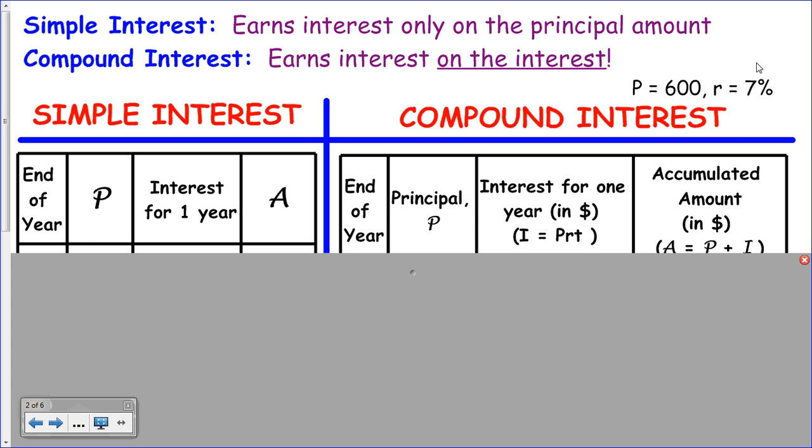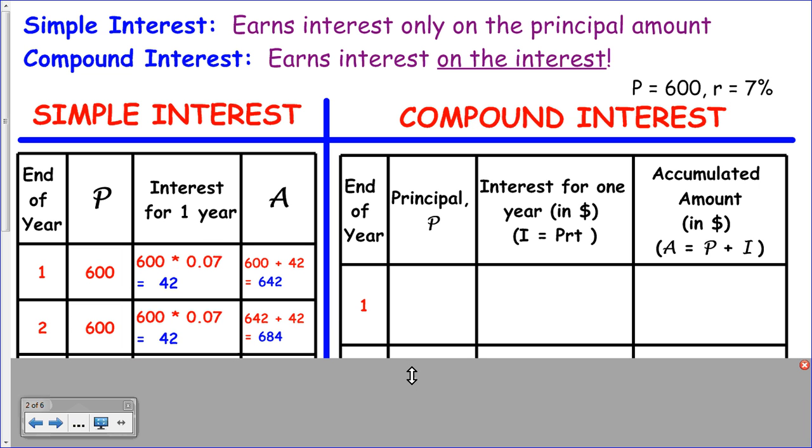Our principal, if we look up here in the top right corner, was $600 and the interest rate for that example was 7%. So if we fill in this table using compound interest, let's see how that affects the total accumulated amount at the end of the 5 years. So this is what we had last video. So principal was always 600.